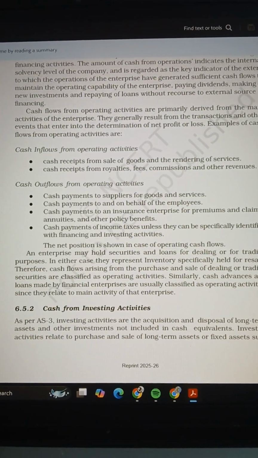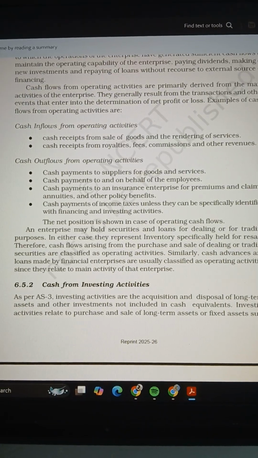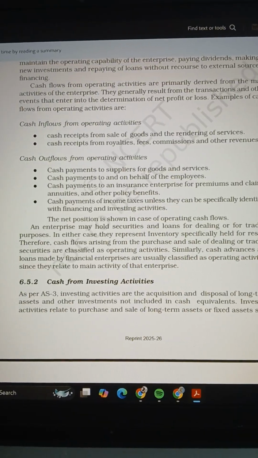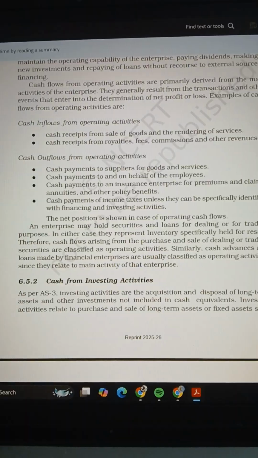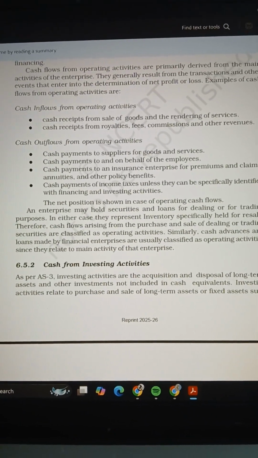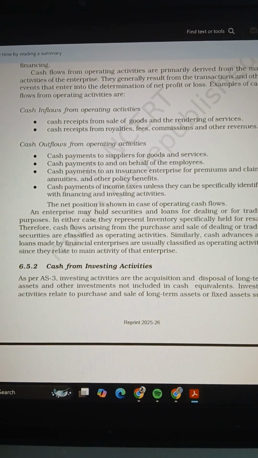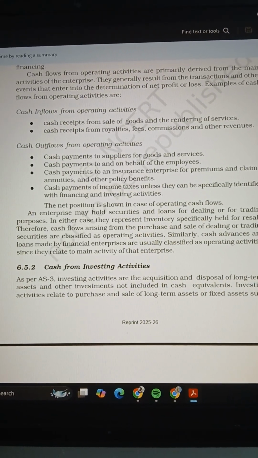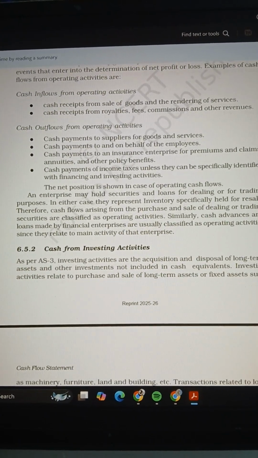Cash payments to suppliers for goods and services, cash payments to or on behalf of the employees, cash payments to an insurance enterprise for premiums and claims, annuities, and other policy benefits. Cash payments of income tax, unless they can be specifically identified with the financing and investing activities. If it is specifically identified under the financing and investing activities, it is shown under the cash outflows or inflows from the financing or investing activities. Otherwise, it is shown under the operating activities.